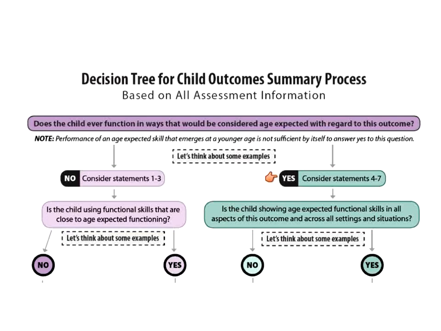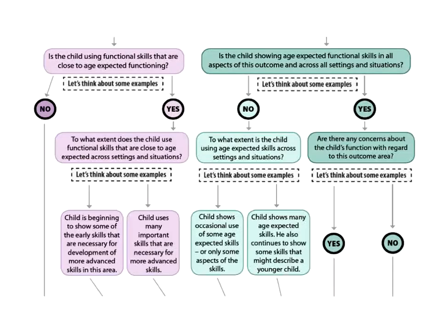If the answer is yes, consider outcome statements 4 through 7. If the answer is no, you'll consider statements 1 through 3. Please notice that the decision tree uses family-friendly language about child outcome statements 1 through 7 and does not refer to number ratings 1 through 7. Once you decide between that yes or no, ask the next question. Again, you'll want to pause and think of some examples with the family, and then you'll follow the correct answer down the decision tree.